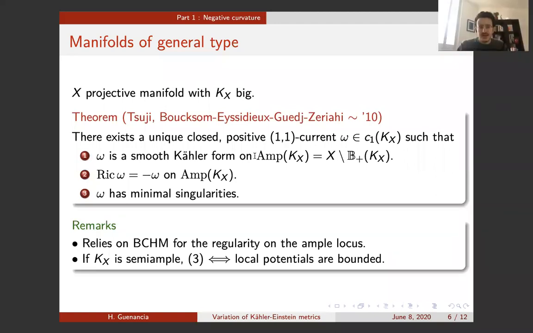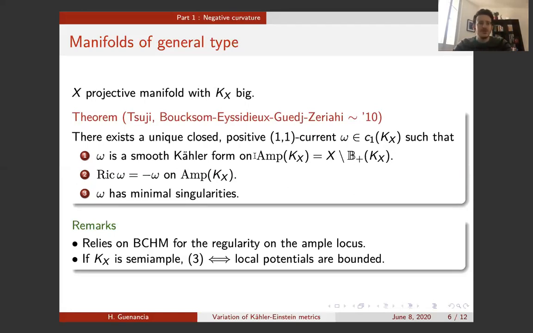Second remark, yeah. I essentially emphasize an example of what I mean by minimal singularities. If instead of K_X big, you have K_X semi-ample, then condition number 3 just means that the local potentials are bounded. Okay, so again, as good as they can be from the potential point of view.